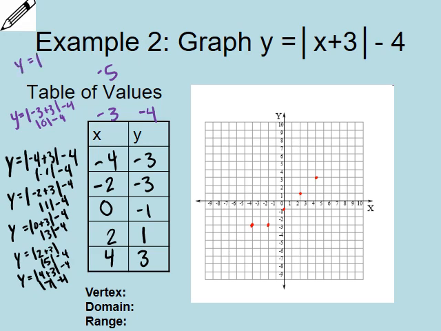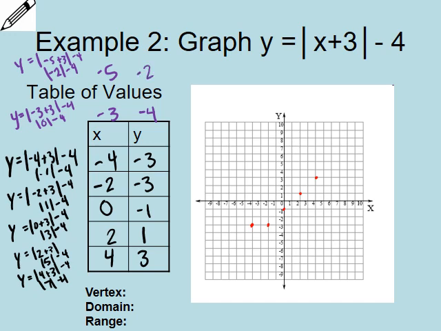-5. Now, you don't have to write this all out. If you can do this mental math, that is awesome. I'm a visual learner, so to check my work, I definitely need to write it out. So I've got a -5 plus 3. The absolute value of -5 plus 3 gives me the absolute value of -2. The absolute value of -2 is 2. 2 minus 4 is -2.